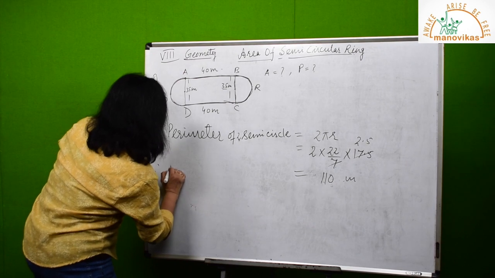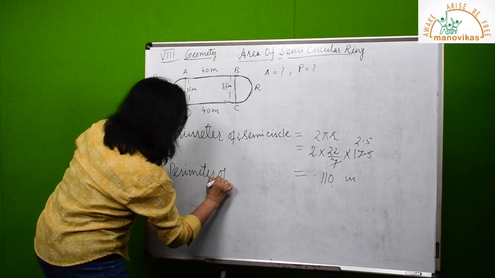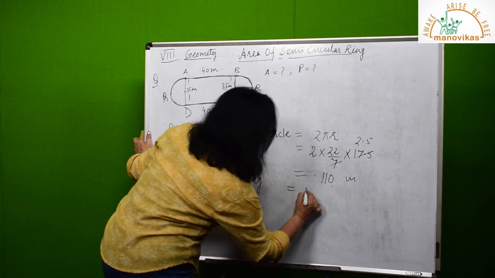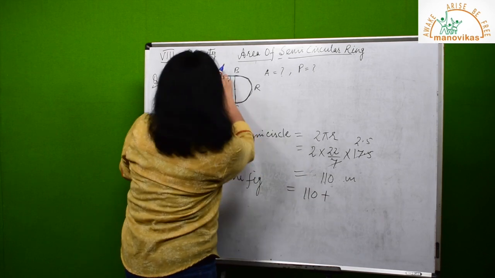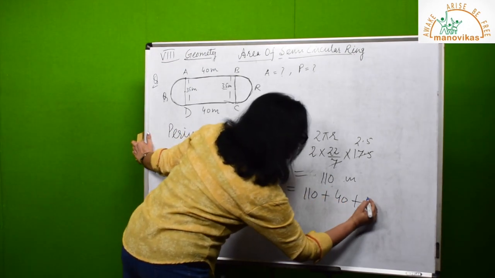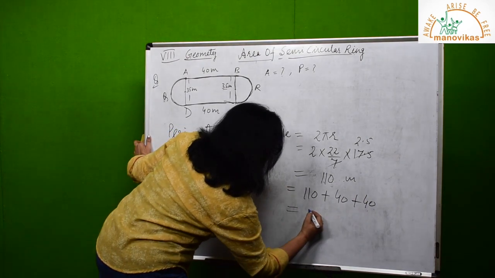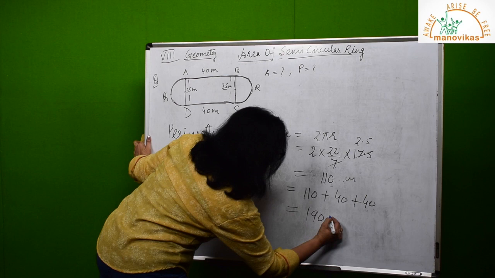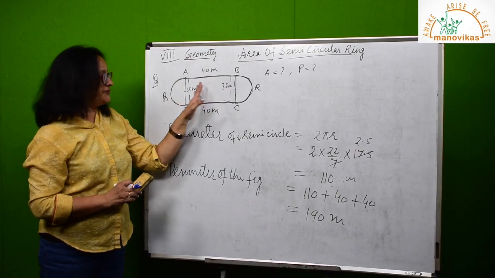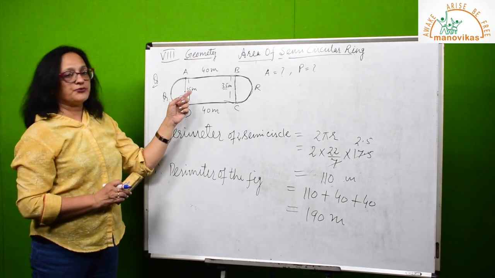So therefore perimeter of the figure, this is equal to 110 plus 40 length of this rectangle plus 40 another length of the rectangle, and this is equal to 190 meter. This is the perimeter of this figure given. I hope you have understood. You can do such more problems from your textbook.